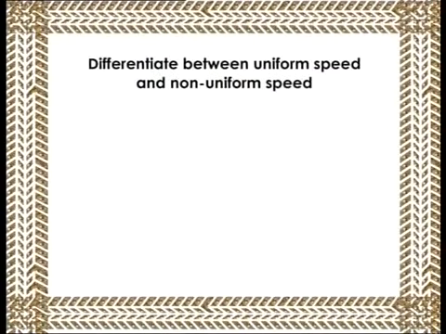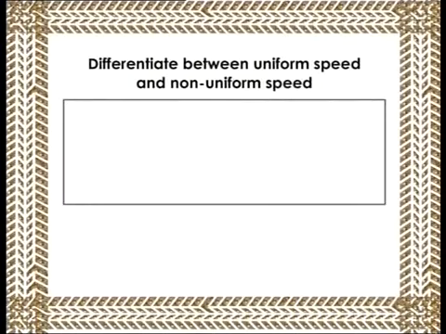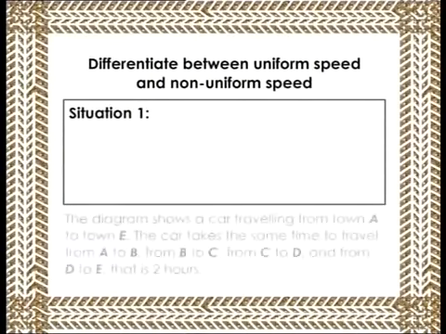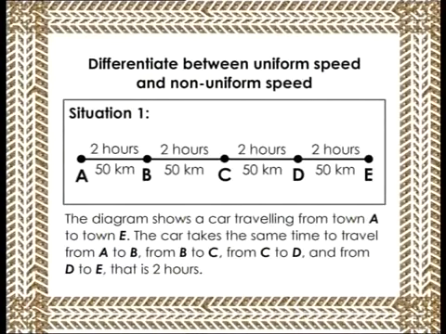Differentiate between uniform speed and non-uniform speed. Look at these two situations. Situation 1. The diagram shows a car traveling from town A to town E. The car takes the same time to travel from A to B, from B to C, from C to D, and from D to E, that is 2 hours.